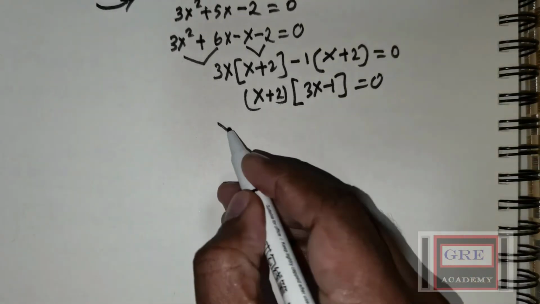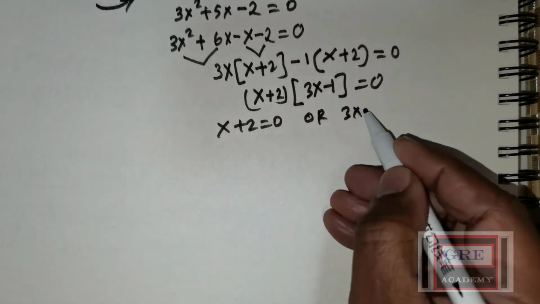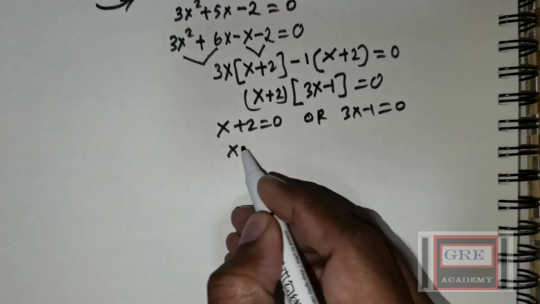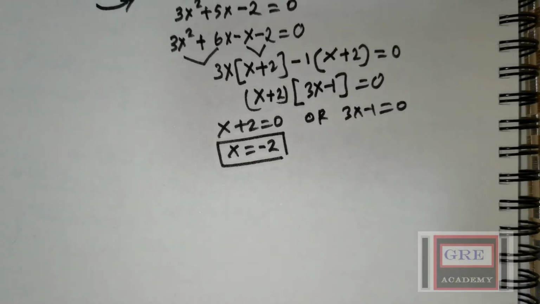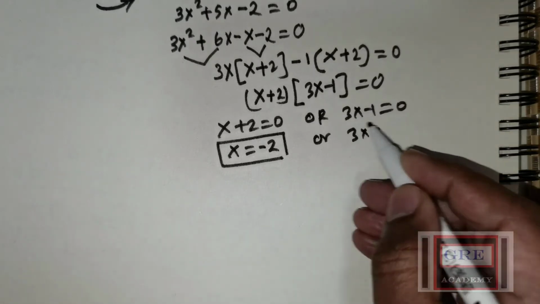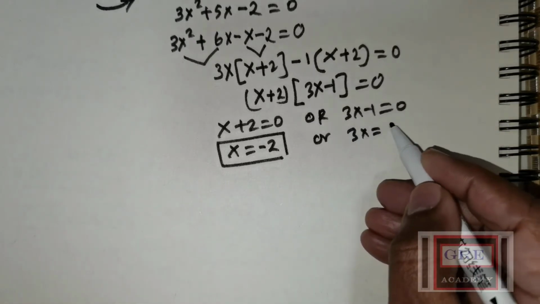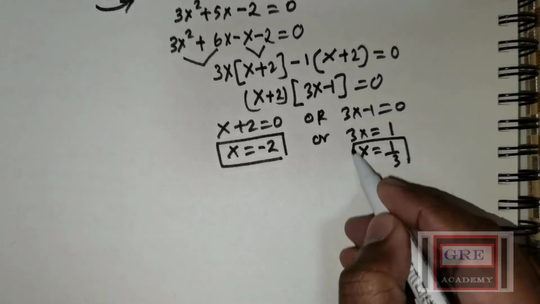Now clearly from here x positive 2 is equal to 0, or 3x negative 1 is equal to 0. From this I can reduce the values of x to be as negative 2. And from here I can rewrite 3x negative 1 equal to 0 as 3x is equal to 1, and then x is equal to 1 over 3. This is what I've got.